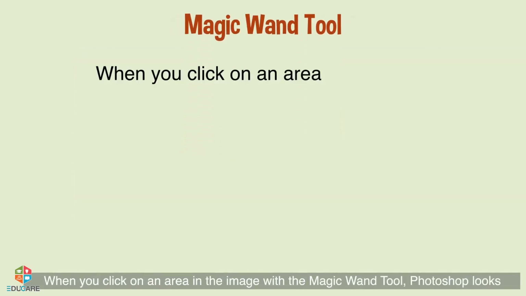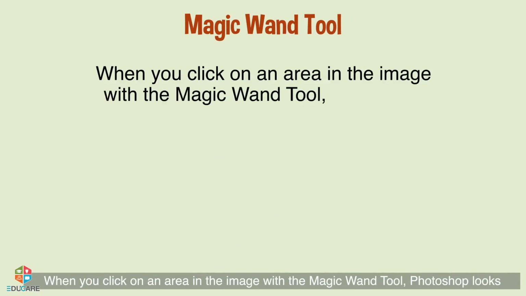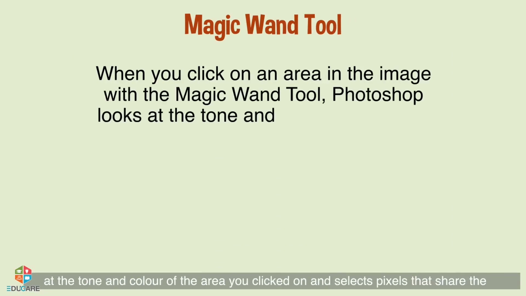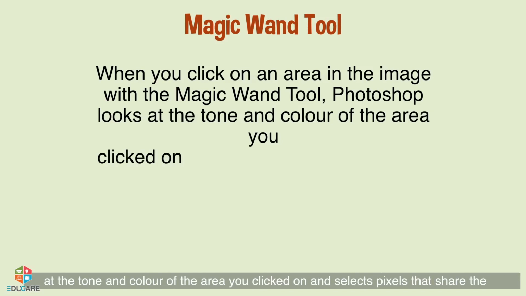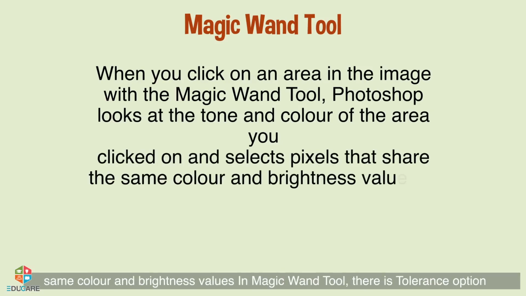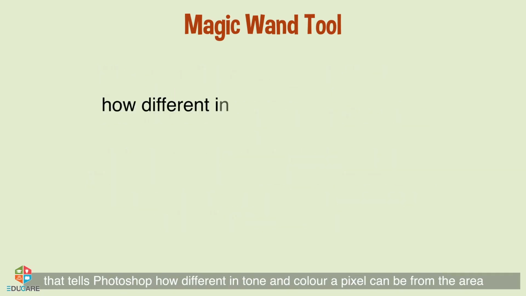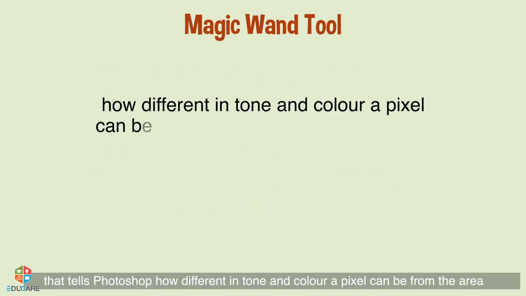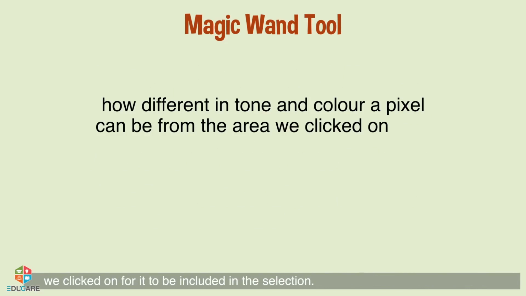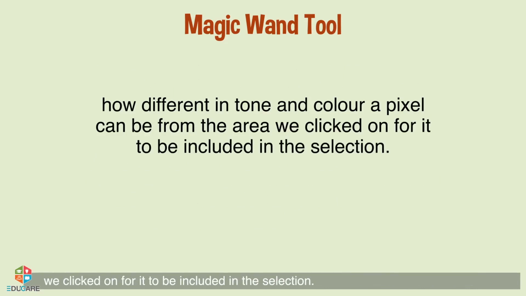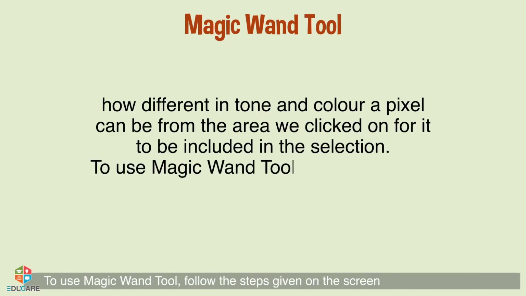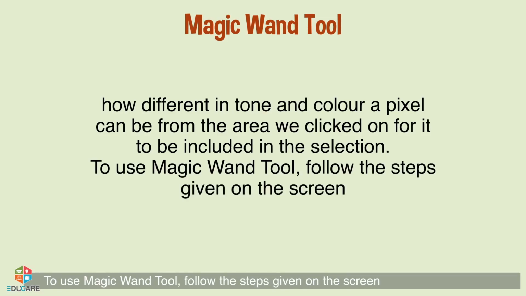Magic Wand tool. When you click on an area in the image with the magic wand tool, Photoshop looks at the tone and color of the area you clicked on and selects pixels that share the same color and brightness values. In Magic Wand tool, there is tolerance option that tells Photoshop how different in tone and color a pixel can be from the area we clicked on for it to be included in the selection. To use the Magic Wand tool, follow the steps given on the screen.